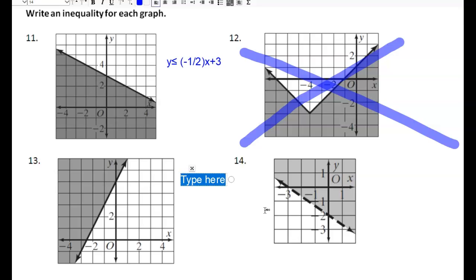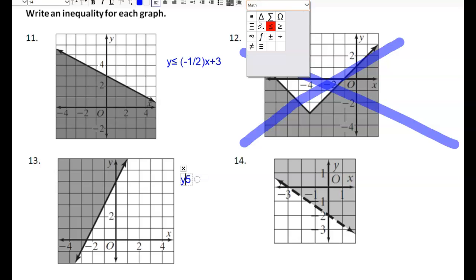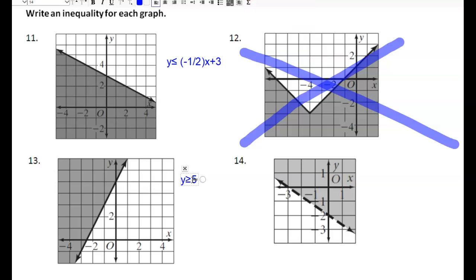13, we have again a y-intercept 2, 3, 4, 5. We have a solid line and it's shaded above. So we're going to say that this time it's greater than or equal to. I also have a positive slope. So it looks like if you go corner to corner, it's going up 2 over 1, up 2 over 1. So that would be like 2x plus 5.